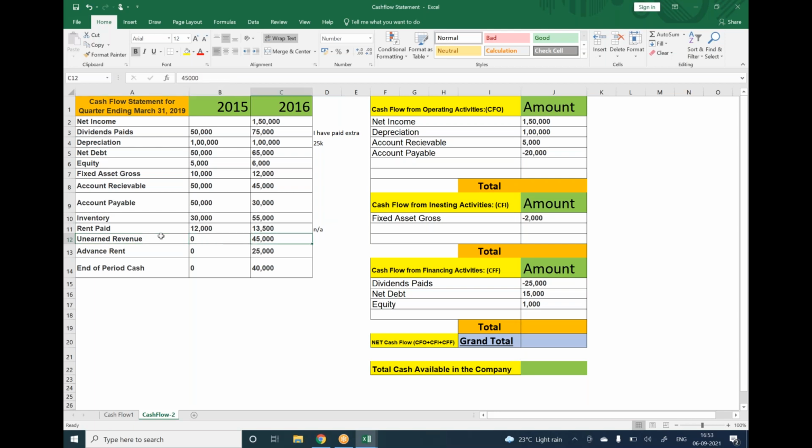You have unearned revenue. Last year, I missed inventory. Yes, inventory is an asset. Where should I put it? Under CFI or CFO? Correct. So inventory. How much? Minus 25.